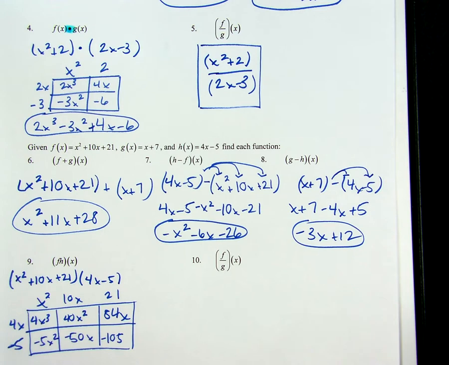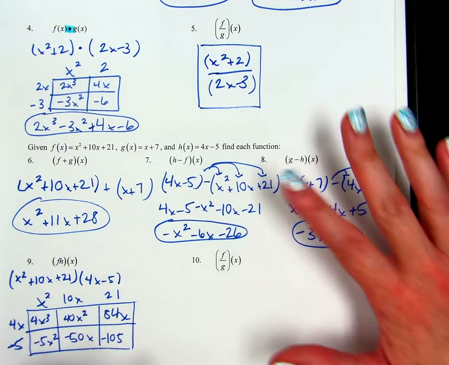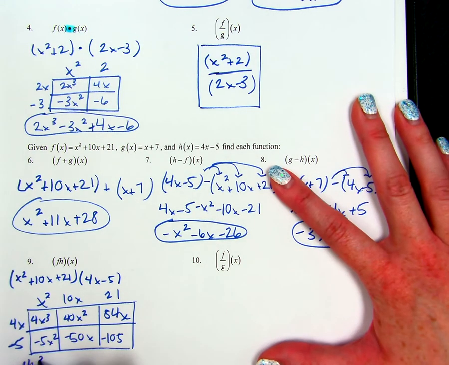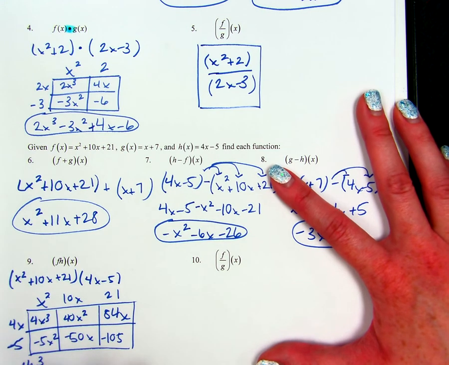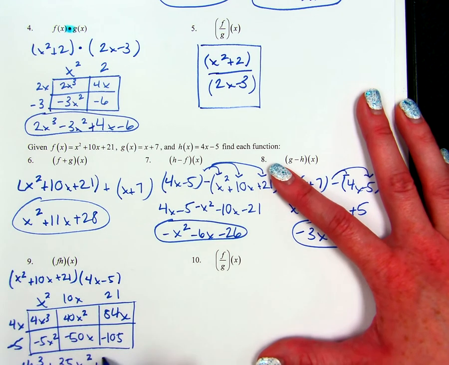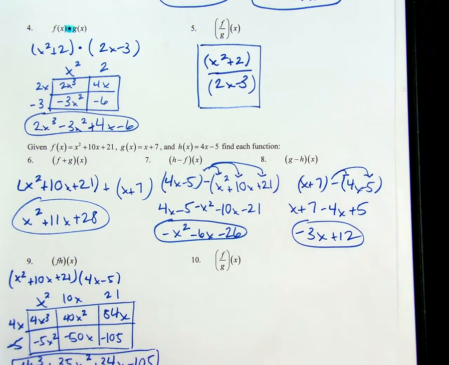And then we're just going to combine like terms and write this equation out. So we have 4x to the third. I'm going to combine my x squareds. So plus 35x squared. Combine my x's. So that's going to be plus 34x. And that's minus 105. So that is my final answer for 9.